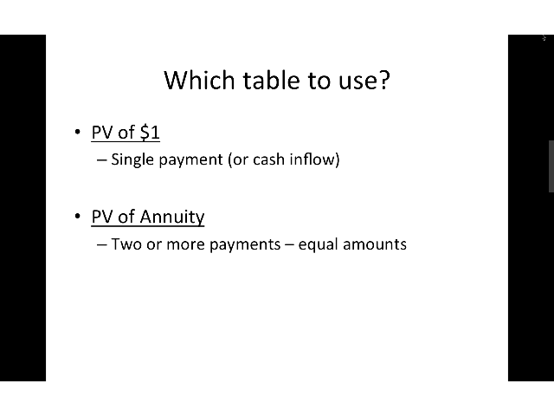The present value of an annuity table or present value of annuity of $1 table, that's when we have 2 or more payments of equal amounts. So we're either paying the same amount for 2 years or more, or we're receiving the same amount every year. So those are the rules about which tables to use.